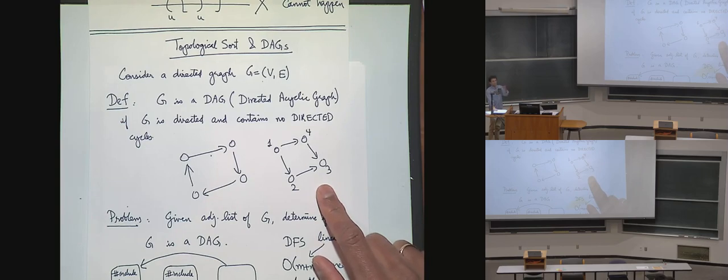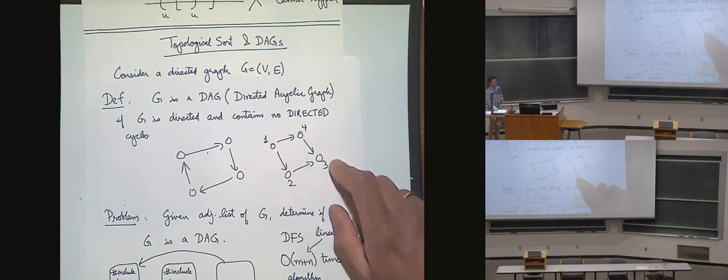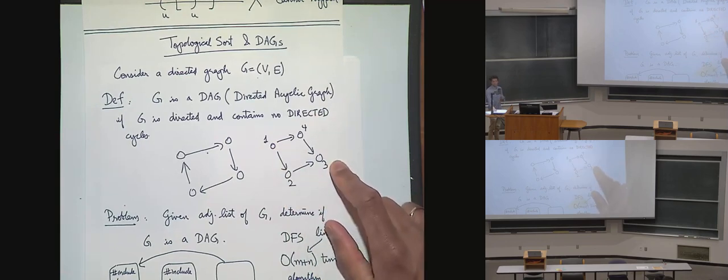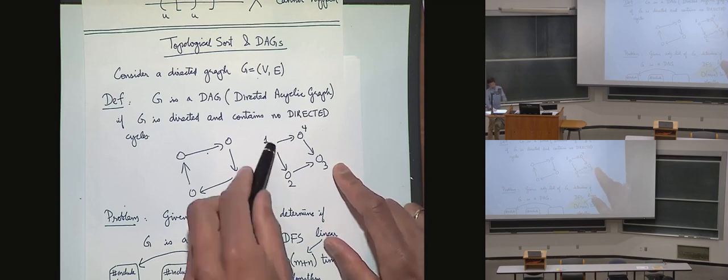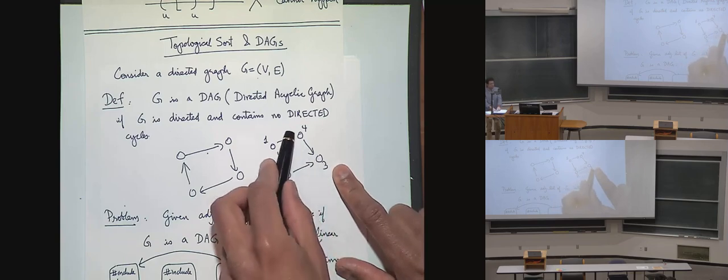Yeah? 1, 4, 2, and then 3. You could do 1, 4, 2, 3. Could you do anything else? Yeah? 1, 2, 3, and then backtrack. No, you can't. Think of these as dependencies. You're not allowed to process 3 until you've finished 4.